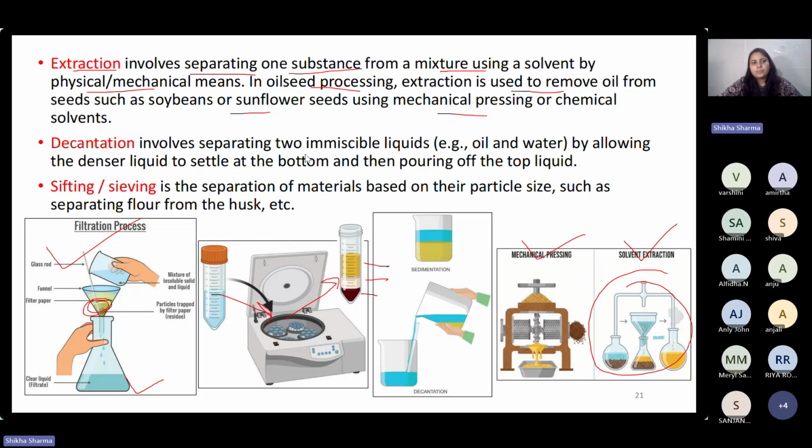Then the decantation process is there, which separates two immiscible liquids like oil and water. Based on the density, there is a separation: by allowing the denser liquid to settle at the bottom, and then pouring off the lighter liquid, that is decantation. And another operation for separation is sifting or sieving, which separates particles based on size, like the flour from the husk, which we do in daily life also.